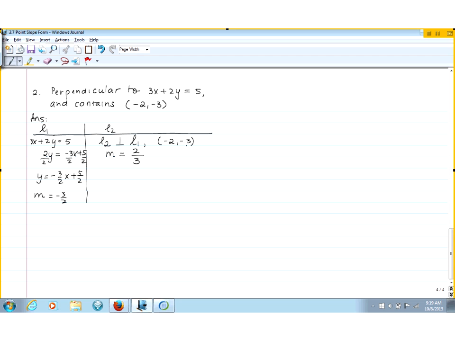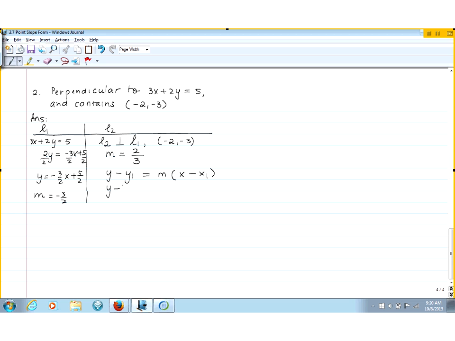So now, do we have a y-intercept? Is this a y-intercept? No. How do you know this is not a y-intercept? You should have a 0 here if it were a y-intercept, correct? So this is not a y-intercept. So let's use the point-slope form, y minus y1 is equal to m times x minus x1.